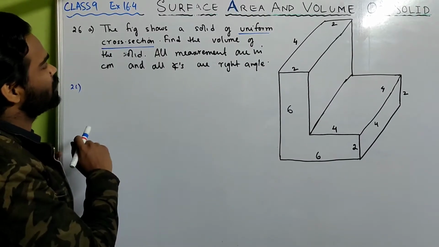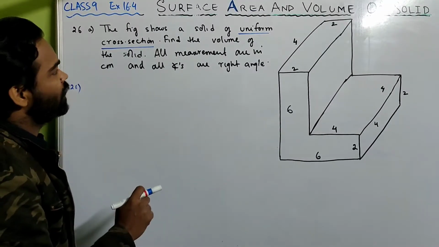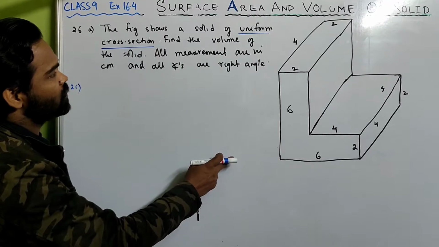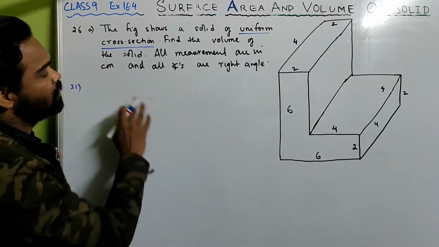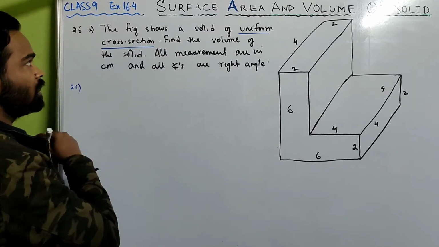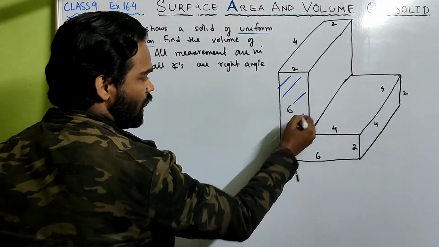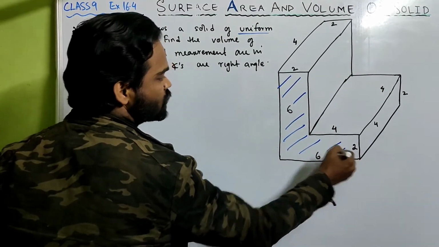Let us see 26 part A. The figure shows a solid of uniform cross section. Find the volume of the solid. All measurements are in centimeter, whatever you can see, and all angles are right angles. Since the solid is of uniform cross section area, I'll find this cross section area.